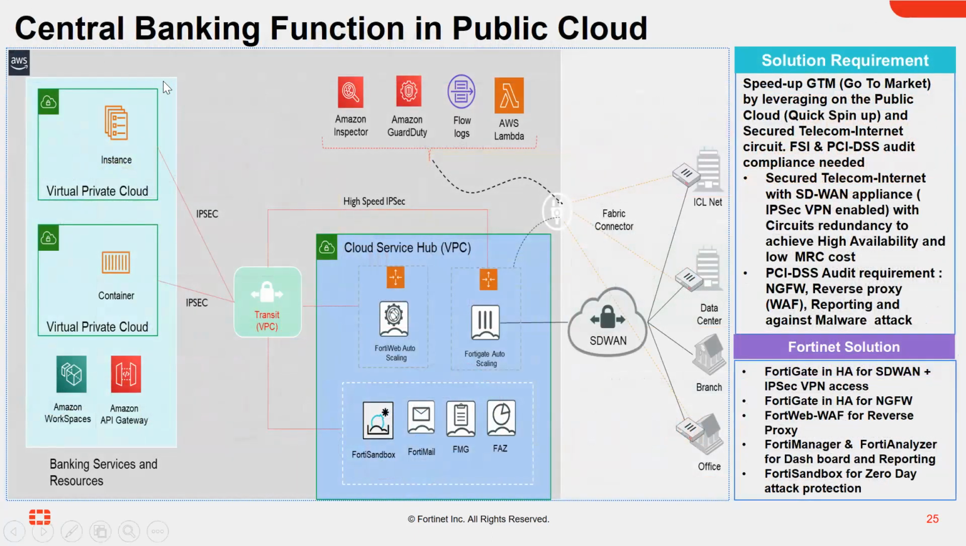So this is one of the central bank's functions in the public cloud. Recently, we deployed for one of the government agencies in a nearby country. They want to leverage public cloud to speed up go-to-market. After that, they need secure telecom internet with the SD-WAN appliance here, with IPsec VPN enabled. They also need circuit redundancy to achieve high availability and cut down the NRC cost.